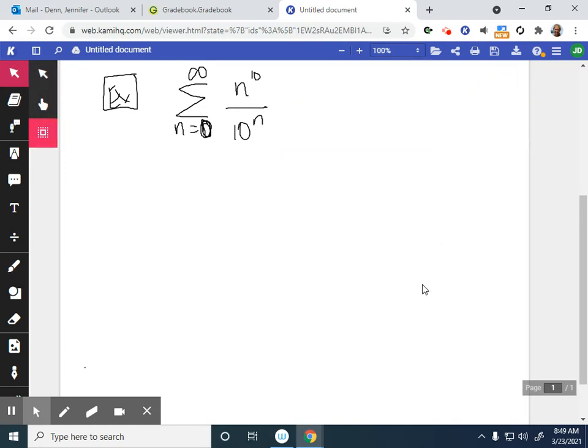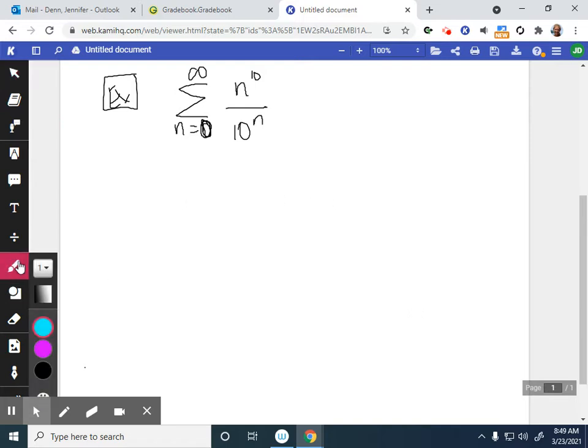So other than being geometric, I could think about the direct comparison test, but neither n to the 10th nor 10 to the n are things that I'm super familiar with. Although I guess, no, I couldn't even compare it to a geometric series or anything. So I'm kind of stuck. So let's try the ratio test.